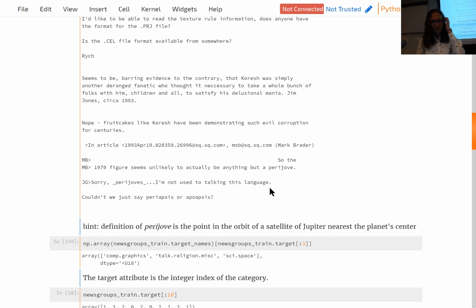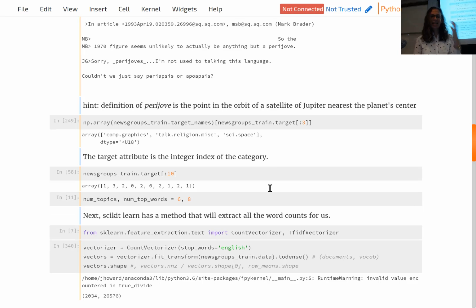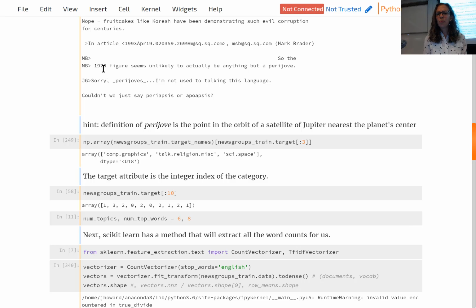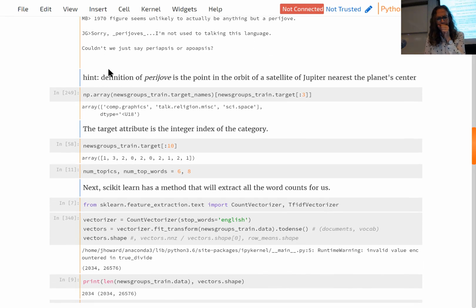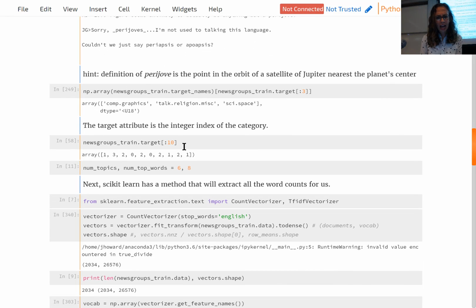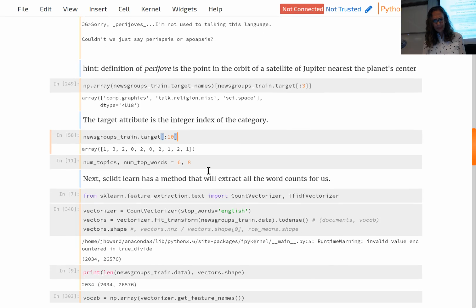Space, exactly. And so that's always kind of good to just see, like, okay, this is what the data looks like. And you will see we're seeing some numbers and things. Not all the words are going to be helpful to us. So here we can check. The target is giving us the label.